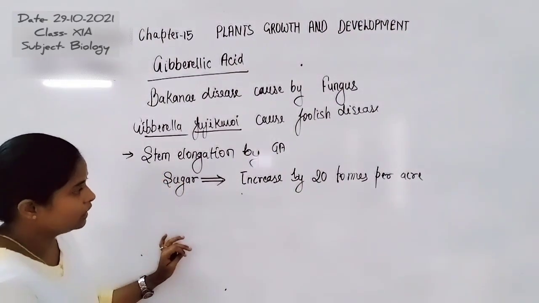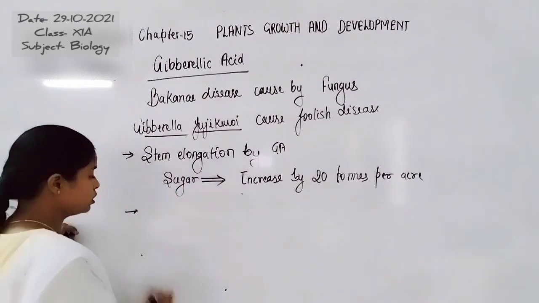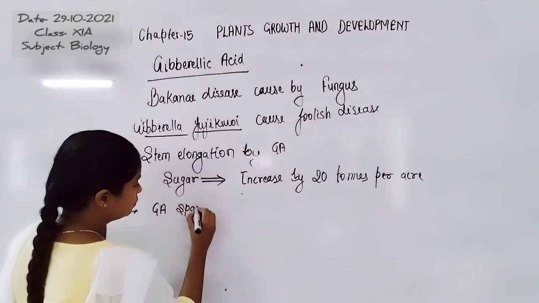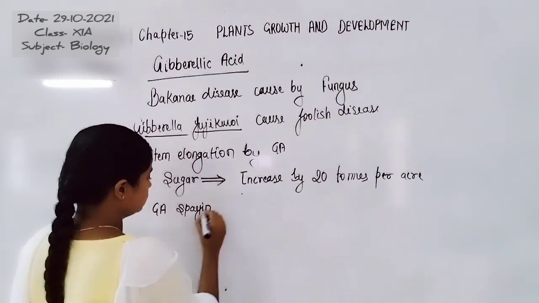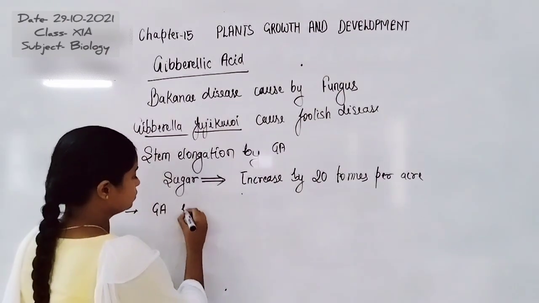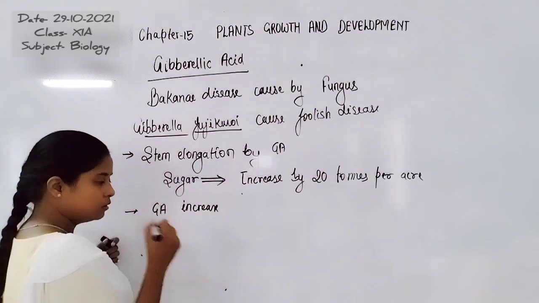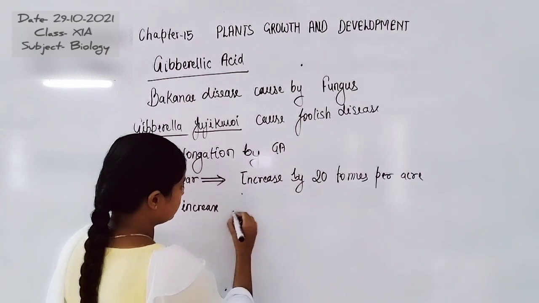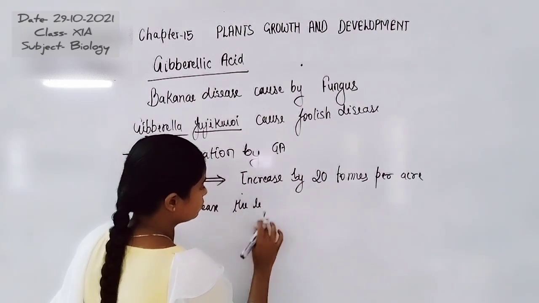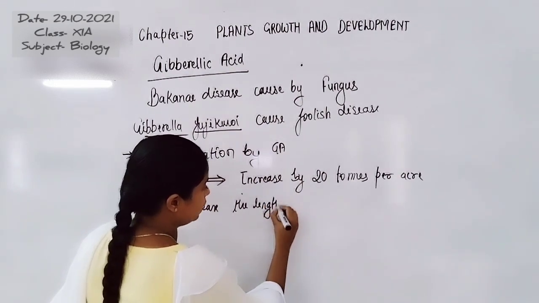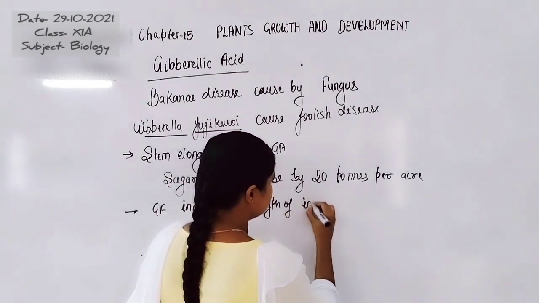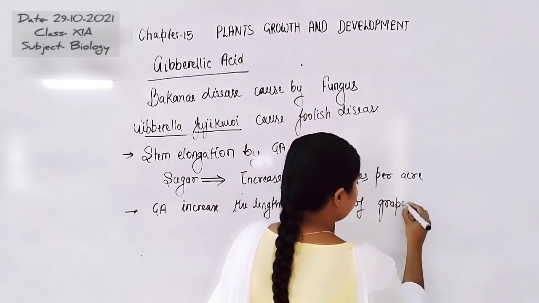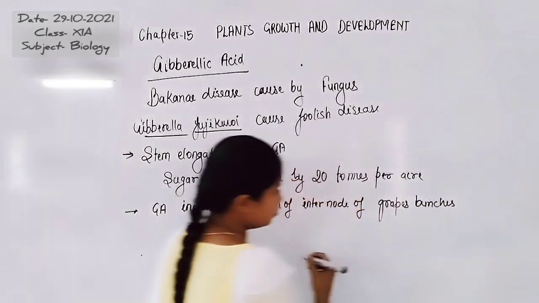Now again, because gibberellic acid causes stem elongation, the spraying of gibberellic acid increases the length of the internode of grape bunches. So what happens with this?